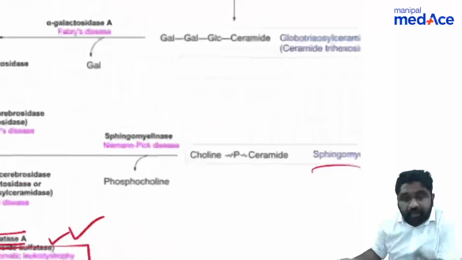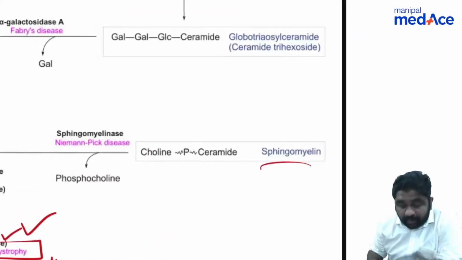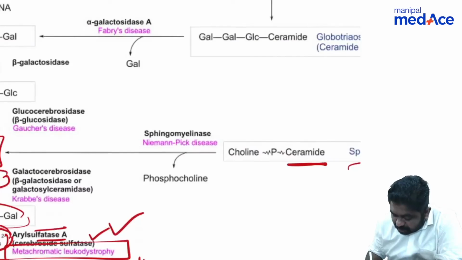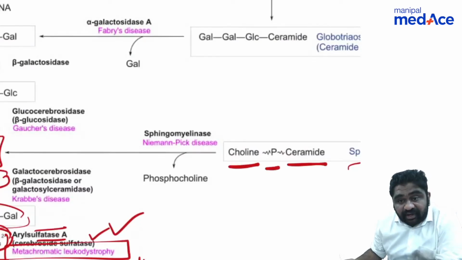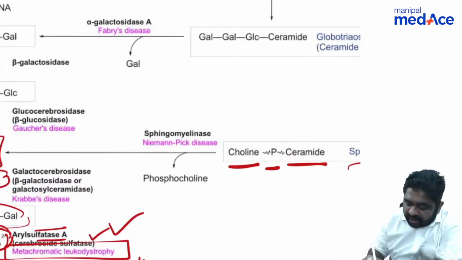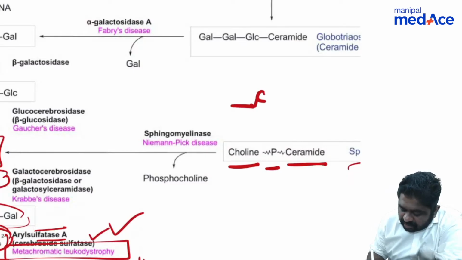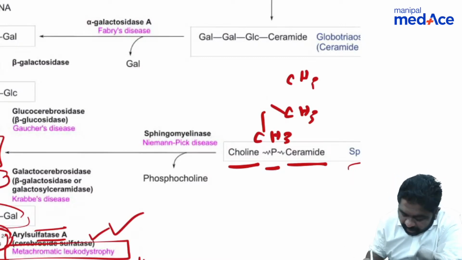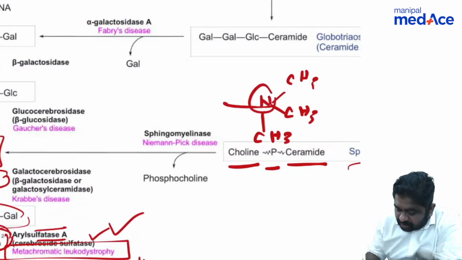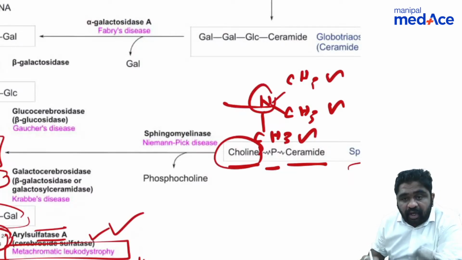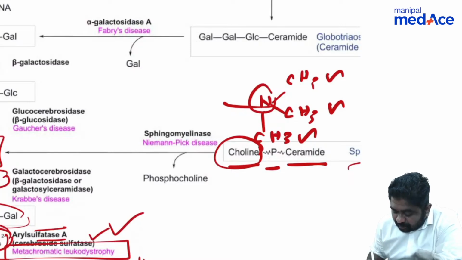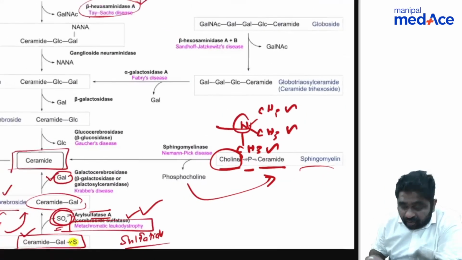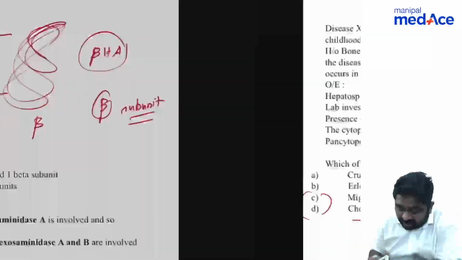In this slide, do you remember I told you sphingomyelin is made up of ceramide plus phosphate plus choline. Choline is a methyl-rich nitrogenous compound. You will be having N here, and you'll be having methyl, methyl, methyl. Only when you're able to add methyl groups to the nitrogen, continuous methylation can produce choline. Only then you will be able to convert the ceramide into sphingomyelin. So for that methylation, you will require methyl B12.